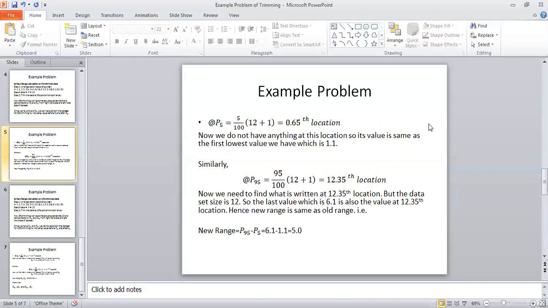Likewise, when we find the location of P95, we get a value which is 12.35, which is read as the 12.35th location. But the interesting thing is that we have total data set size equal to 12. So definitely we do not have any 12.35 location. So what we do, the last value that we have is taken as this value, which is 6.1. So the new range would be the same as the previous one, that is 6.1 minus 1.1, which is 5.0. So no change in the previous range.